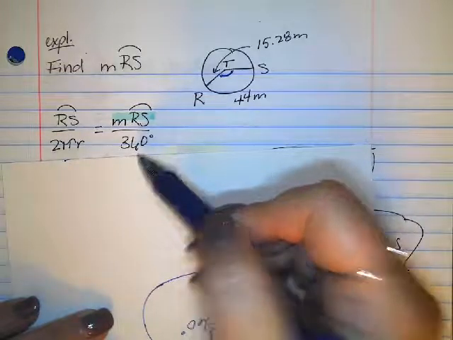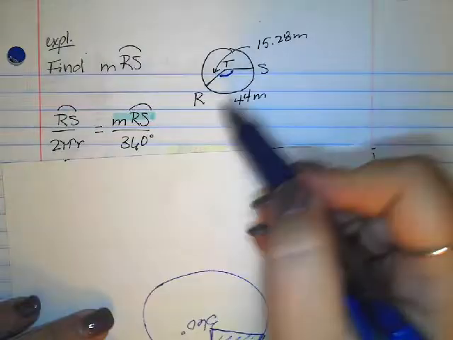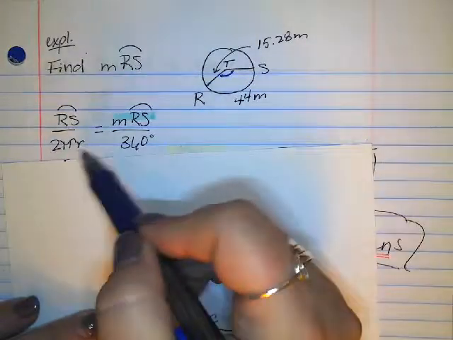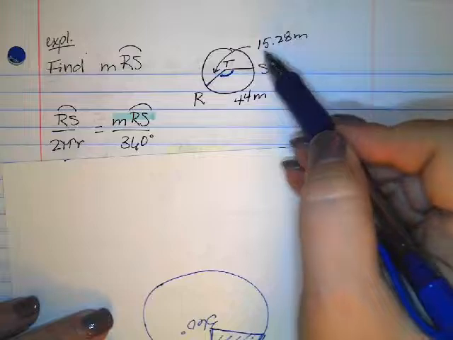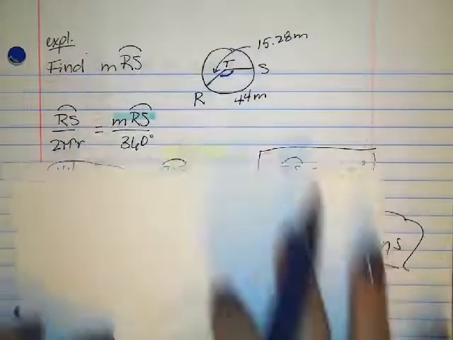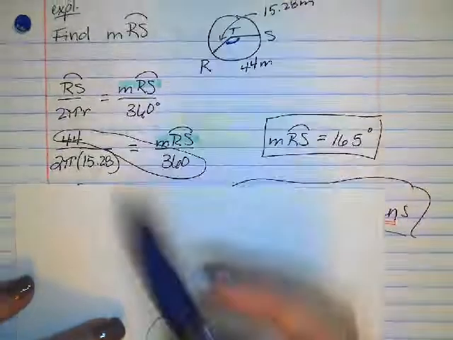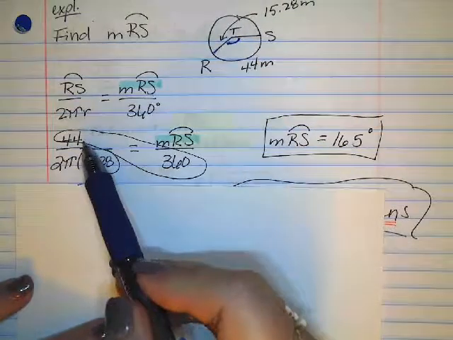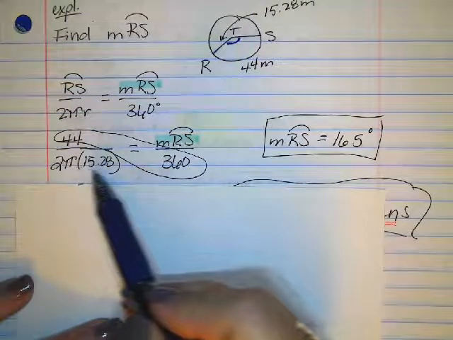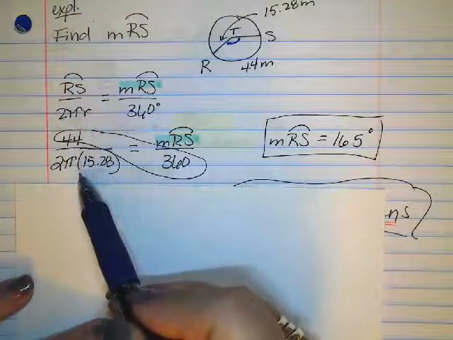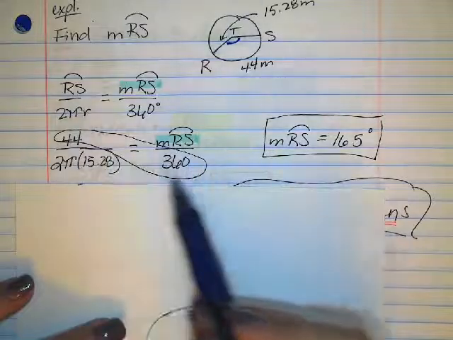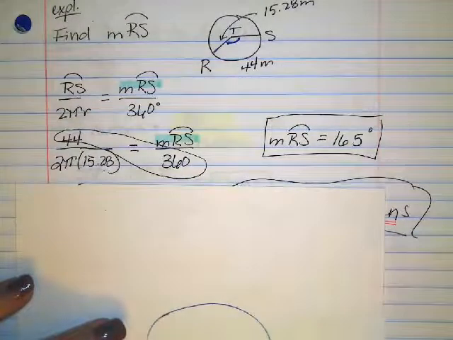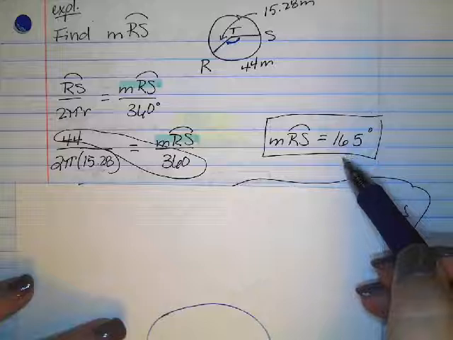I know RS was given, so I'll be able to replace that here with 44. And then I know 2 pi, and then the radius is going to go right there. Okay, so that's the piece that's missing. So 44 is coming in here, that arc measure, 2 pi r, and I replace that with this. So again, we'll cross multiply this and divide by this. So we're going to let our calculator do all the hard work on this one. And we find that my arc measure is 165 degrees.